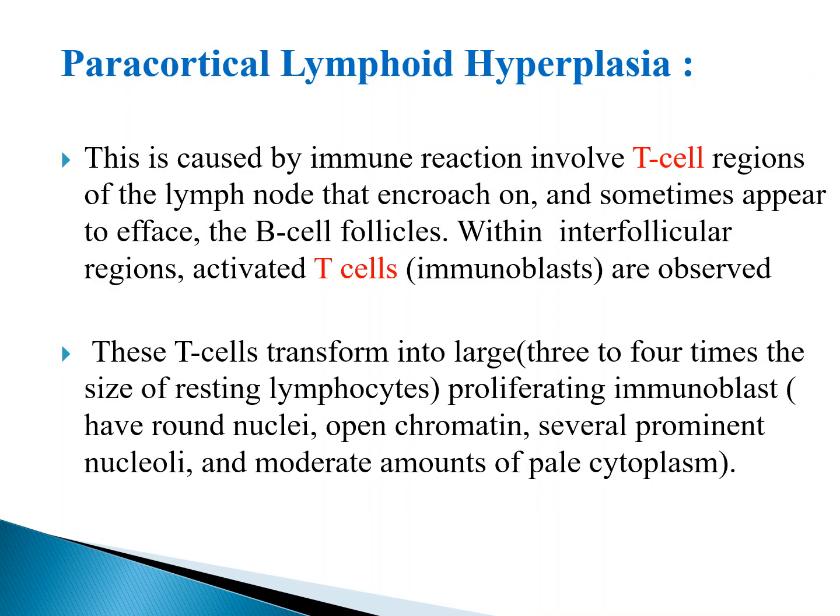Now, paracortical lymphoid hyperplasia. This is caused by an immune reaction involving the T cell region of the lymph node that encroaches on and sometimes appears to efface the B cell follicles within the interfollicular region. Activated T cell immunoblasts are observed. These T cells transform into large cells, 3 to 4 times the size of the resting lymphocyte. Proliferating immunoblasts have round nuclei, open chromatin, several prominent nucleoli, and a moderate amount of pale cytoplasm.